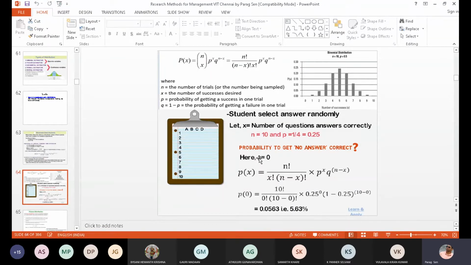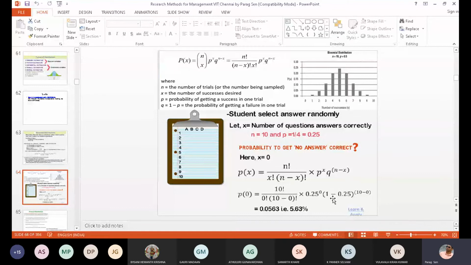Here, x is equal to 0, so no answers will be correct in this case. So you put 0 here, and finally you will get these values, the probability.